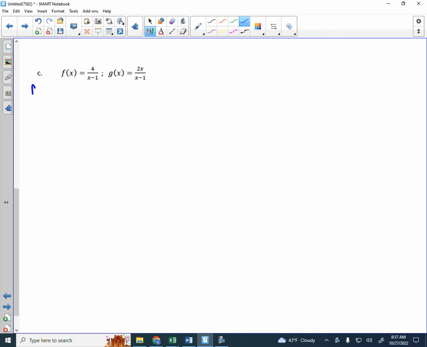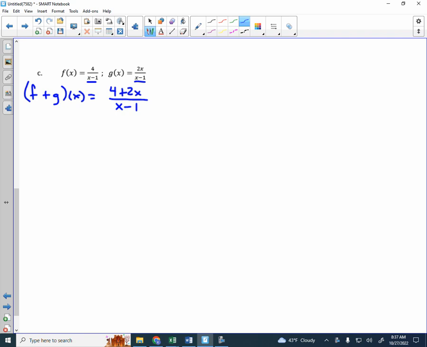So I have f plus g of x. So I'm going to add those two together. Are you allowed to add those two together? In order to add fractions, you must have common denominators. Are the denominators the same? They are. And because the denominators are the same, we can then add them. So we are just going to have 4 plus 2x over x minus 1. Not too bad, huh? You good?